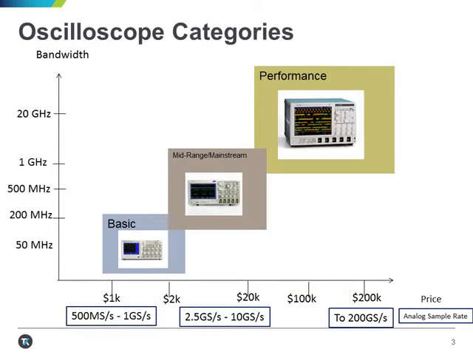Through the session, you'll hear me refer to terms like basic scopes, mid-range or bench scopes, and high-performance scopes. On this slide, I try to give you a rough idea of what I mean by these terms. Note that the scales on this chart are sort of pseudo-logarithmic in order to fit in all the bandwidths and prices. The slide is meant strictly as a guide; the performance realm goes much higher than 20 gigahertz, and it also may go higher than $200,000.